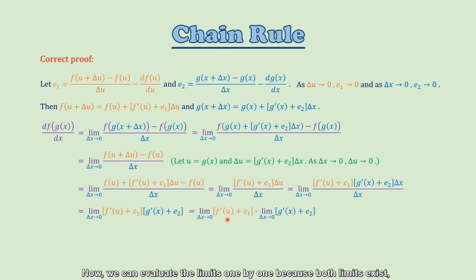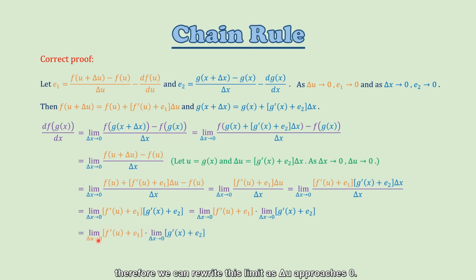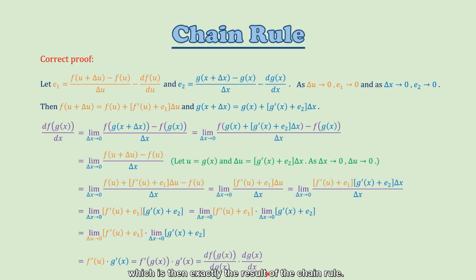Now we can evaluate the limits one by one because both limits exist. And because Δx approaching 0 would mean Δu approaching 0, therefore we can rewrite this limit as Δu approaches 0. Afterwards, we can refer to this. As Δu approaches 0, E1 would approach 0. And as Δx approaches 0, E2 would approach 0. Therefore, the result of this limit is simply equal to f'(u) times g'(x), which is then exactly the result of the chain rule.